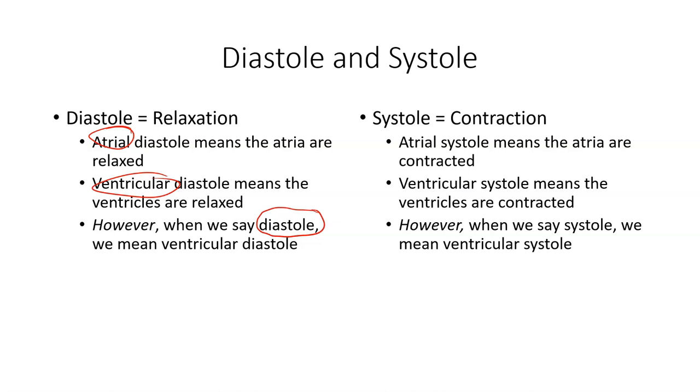By contrast, systole means contraction. Same story here. Atrial systole means the atria are contracting. Ventricular systole means the ventricles are contracting. And once again, if someone doesn't specify and just simply says the heart's in systole, then we're once again to assume that the ventricles are the ones that we're talking about. So ventricular systole in plain English means the ventricles are contracting.